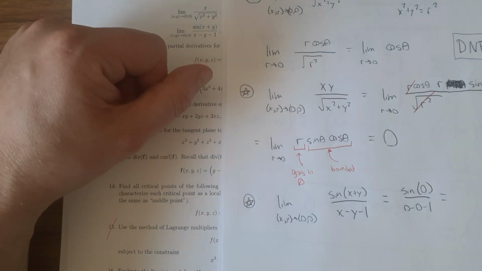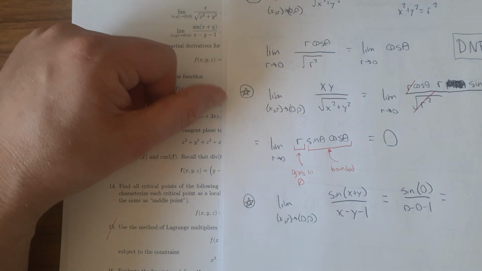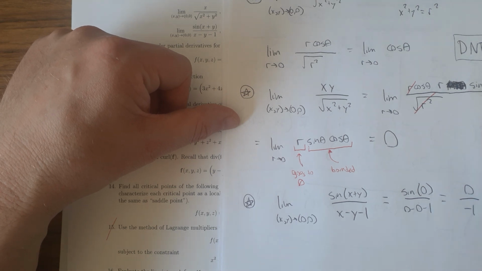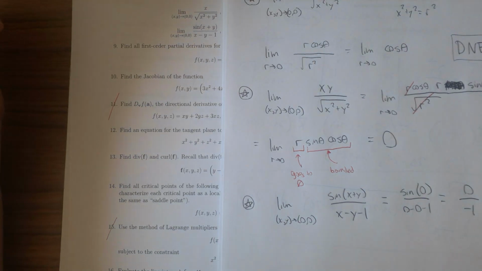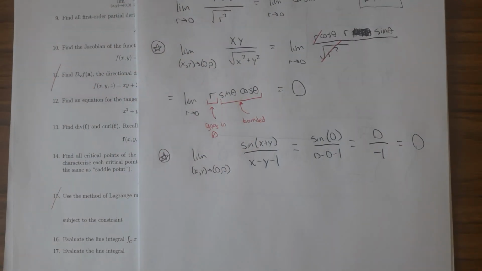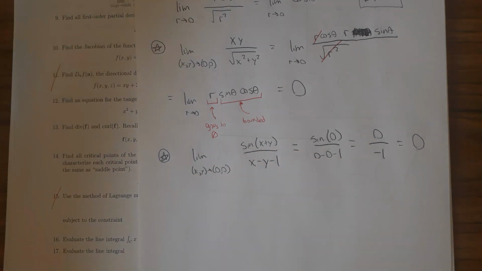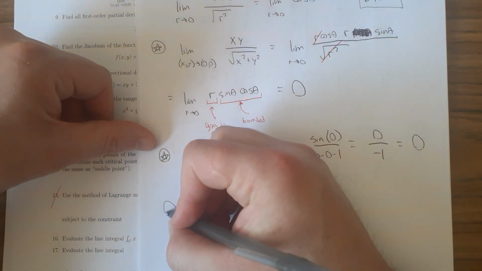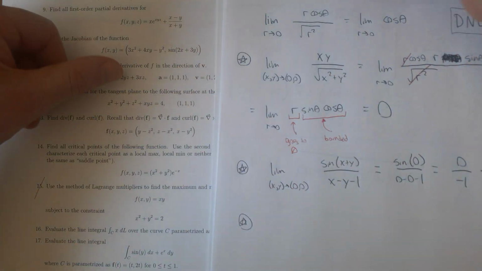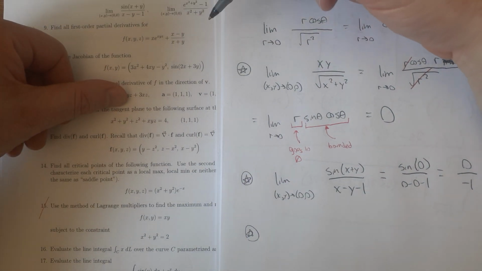Because when it's going to work, it just gives us our answer straight there. So sine of 0 is 0, -1 on the bottom, you get 0. Oops, that was a little off screen. All right, last one. So I've got this.